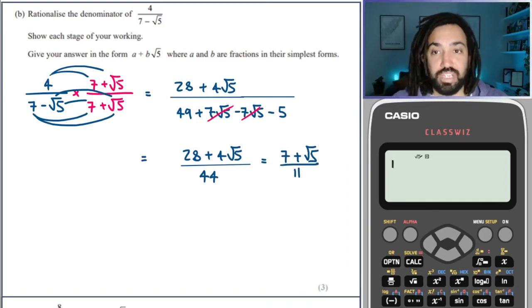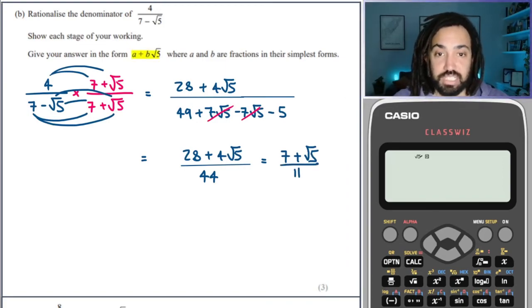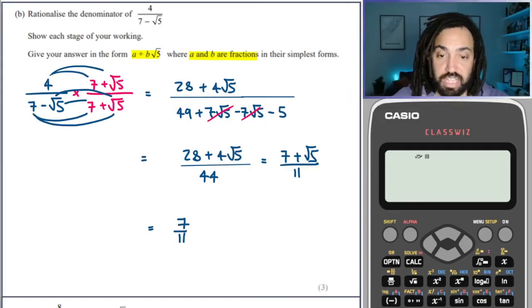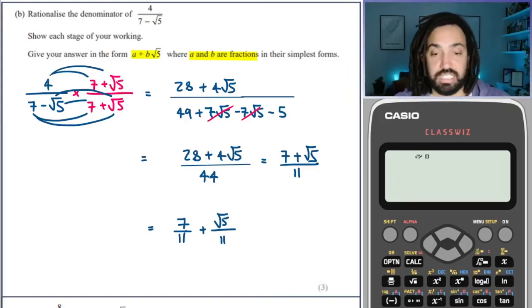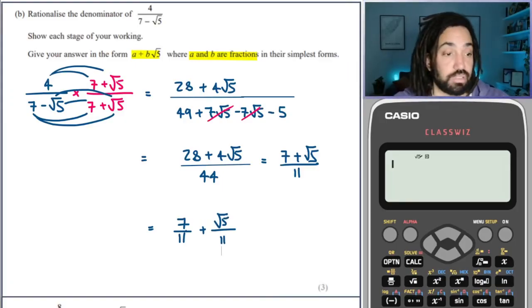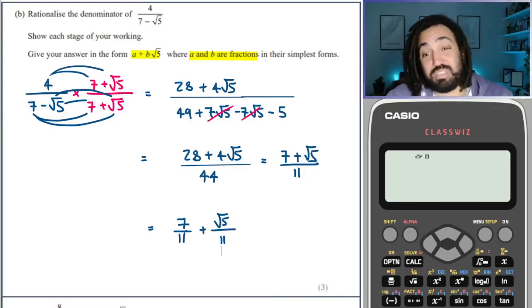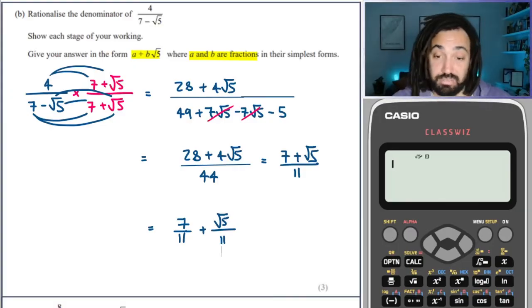And then this was a funny question, wasn't it? Because it actually asks you to give it in this particular form with a and b fractions. So we can say this is 7 over 11 for a plus root 5 over 11 for b. Just splitting up that fraction, writing it as two separate rather than one single, which doesn't seem as nice, but whatever, that's what they asked for.